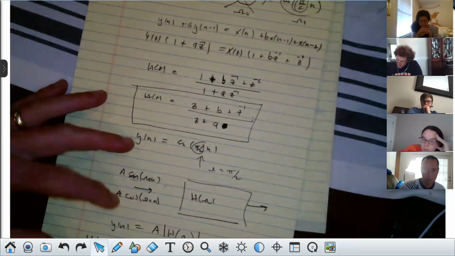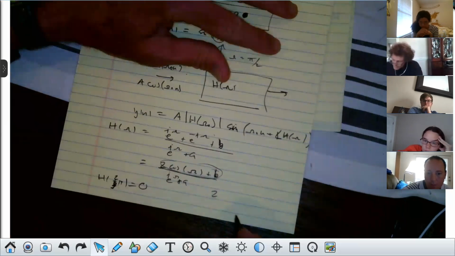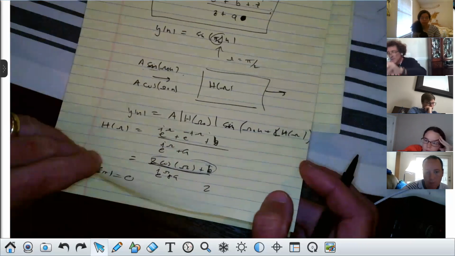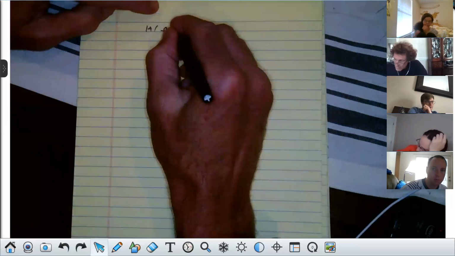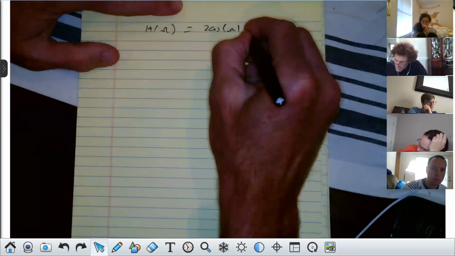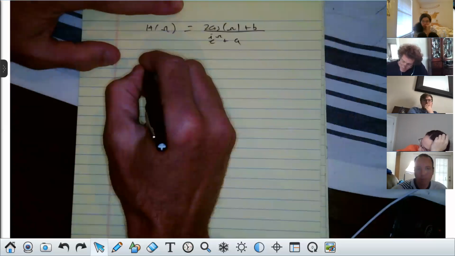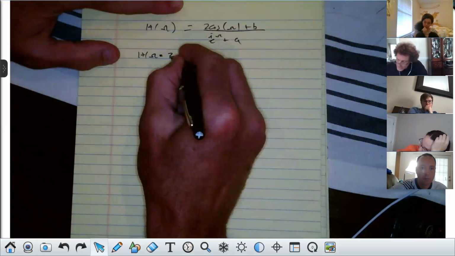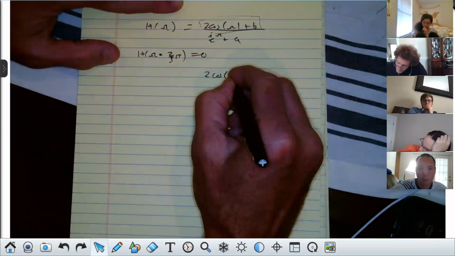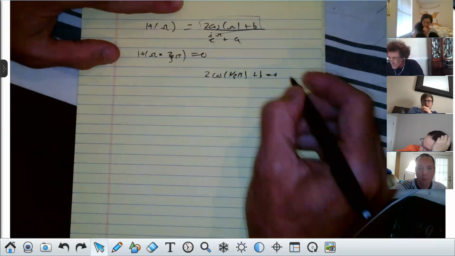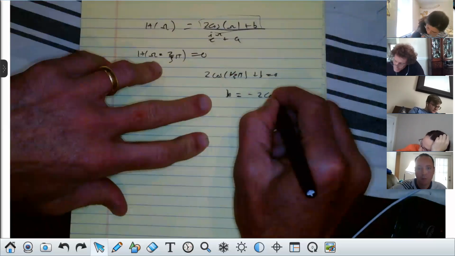Well, remember the frequency is 2/3 pi. Let me get another page. H of omega was equal to 2 cosine of omega plus b over e to the j omega plus a. Isn't that right? Now, when I take a look at the filter, when omega is equal to 2/3 pi, we want it to be 0. That implies that the numerator is going to be 0. So that means 2 times cosine of 2/3 pi plus b equals 0, or b is equal to minus 2 cosine of 2/3 pi, right?